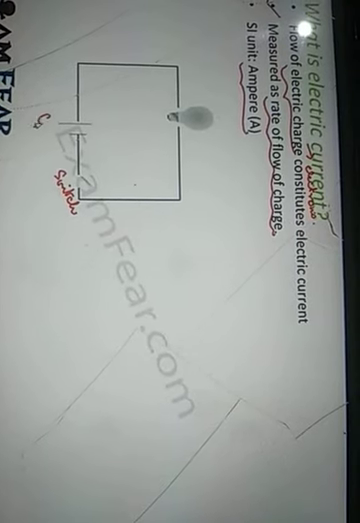Now when we look at this circuit, there is a bulb which is tied to a battery. This is a battery or a cell, and there is a switch. You might be amazed to look at this kind of diagram, but basically these are the ways to represent the switch and a battery or a cell. So this is how we represent an electric circuit. We will learn about it a little later.